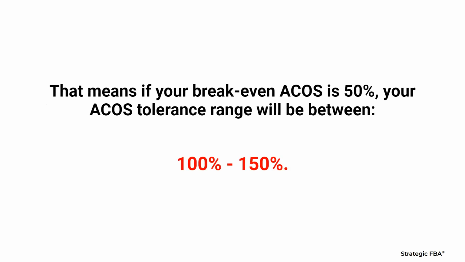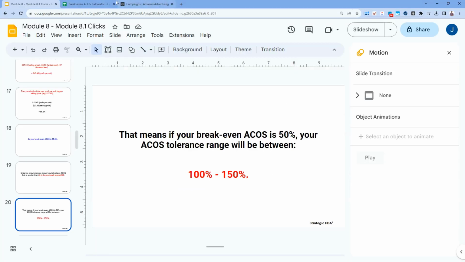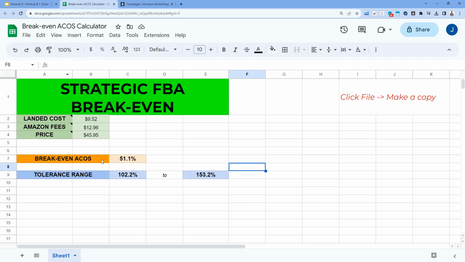Meaning, if your break-even ACOS is 50%, then your ACOS tolerance range will be between 100% to 150%. And again, if you use the calculator, you work out your break-even ACOS by plugging in these numbers, then it also gives you the tolerance range. It gives you what tolerance you should accept. And if your ACOS is ridiculously higher than the higher end, which is maybe say 150, 160, then you know you're doing something wrong, you're not converting, and there's a lot of troubleshooting and diagnosing that you have to do. Or you might be targeting the wrong keyword altogether. So that's something to keep in mind.